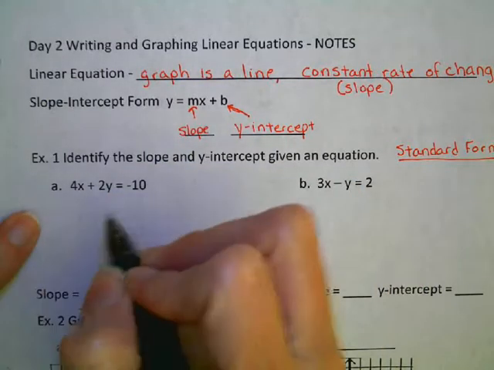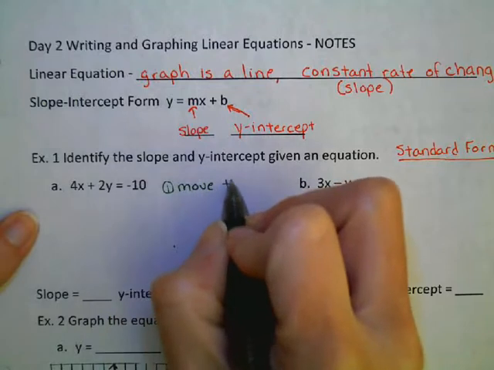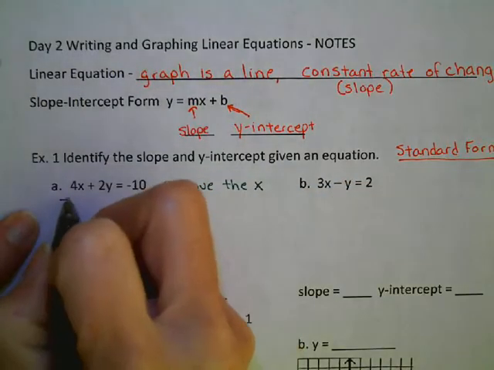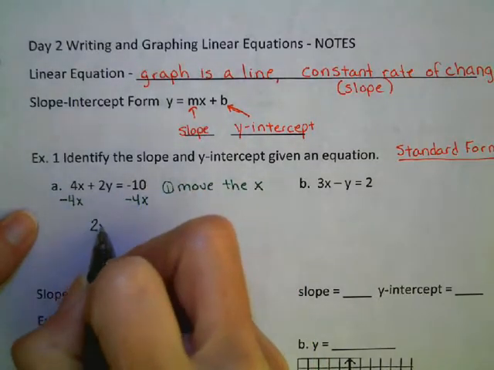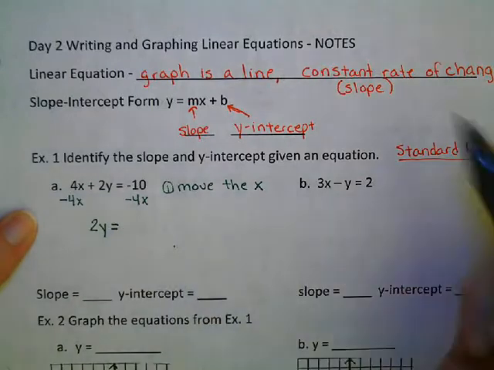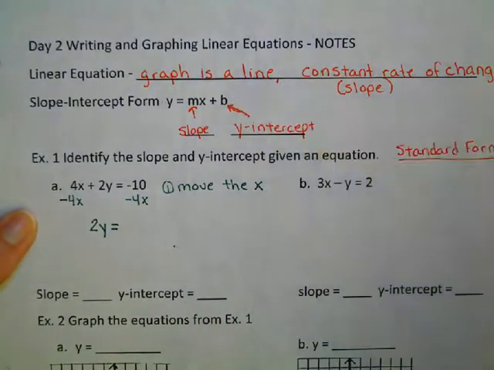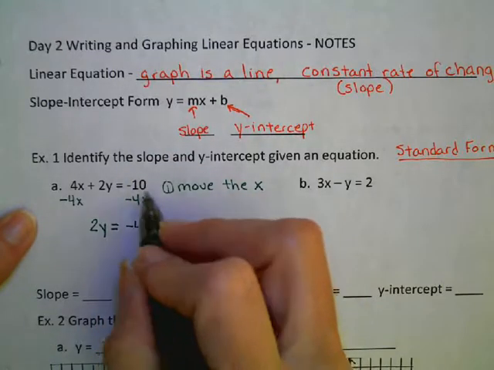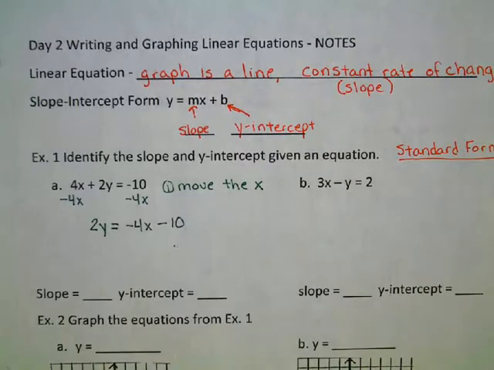So first step is to move the x. I would say move the x to the other side. So if it's 4x here, I'm going to subtract 4x to the other side. Bring down the 2y equals. Remember, if you look at slope-intercept form, this x part comes first, then plus the other number. So this one would be negative 4x, and you can put plus negative 10, or you can just write minus 10.